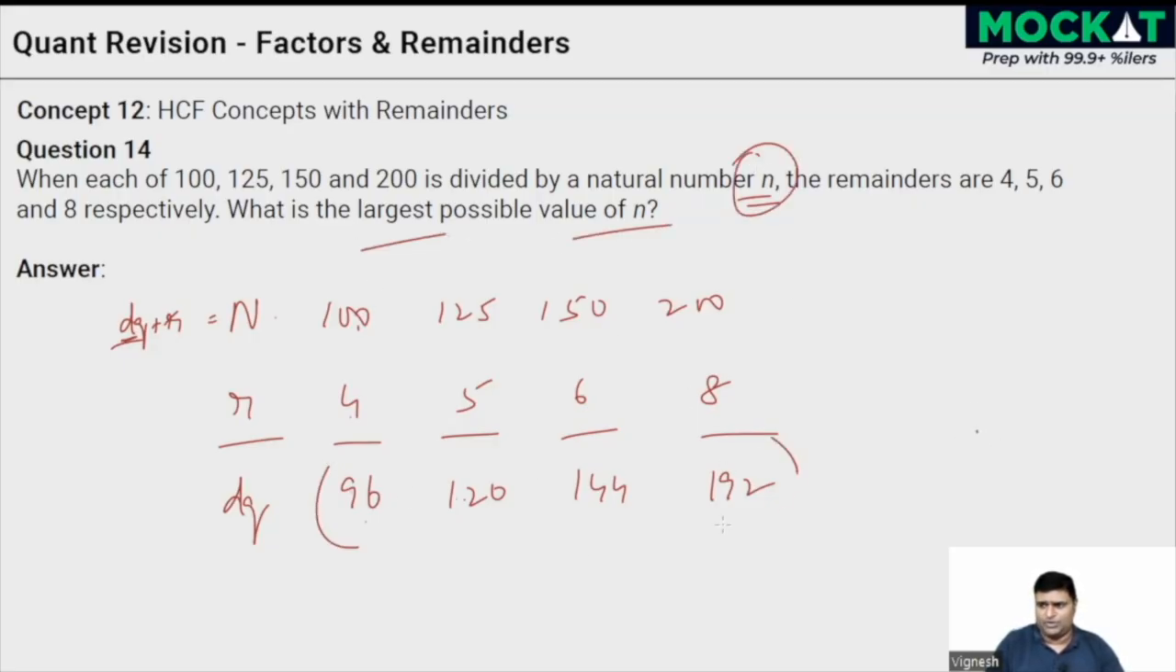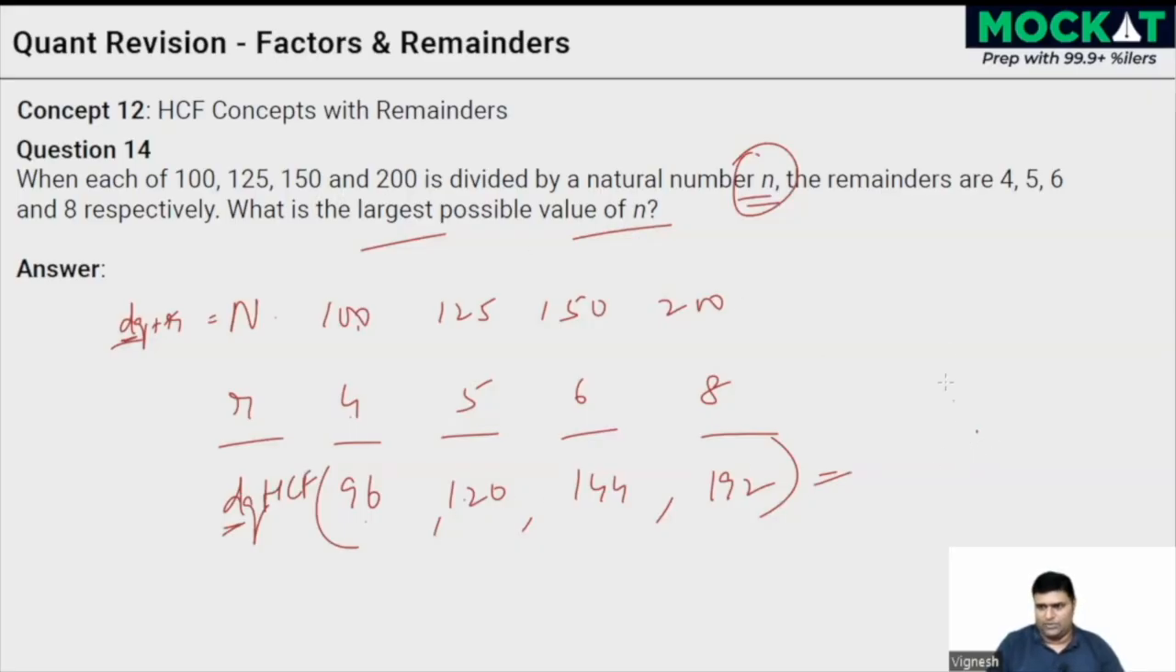What is the largest possible value which is going to perfectly divide each of these? What can d take as the largest value? HCF. That's the HCF concept with remainders. The remainder is removed from each of them, 4 different remainders, and then you apply the HCF, and you're going to find the largest possible value of n.